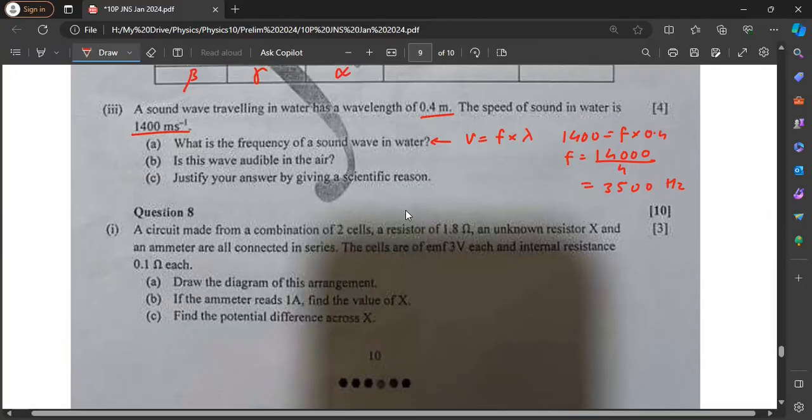Okay, so now for a particular wave, when it goes from one medium to another medium, frequency does not change. Frequency is a characteristic. So in air also, the frequency will be 3500 hertz and it is within the audible range. So is the wave audible? Answer is yes. Justify with your reason. You have to first say that frequency does not change. Second, audible range is 20 hertz to 20,000 hertz and it lies in that audible range.